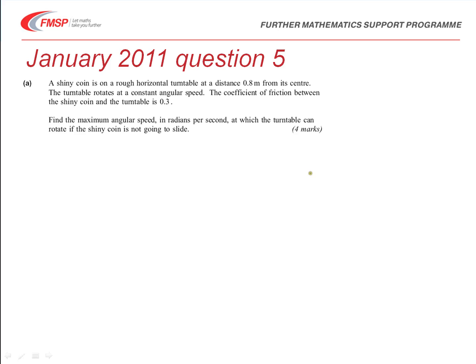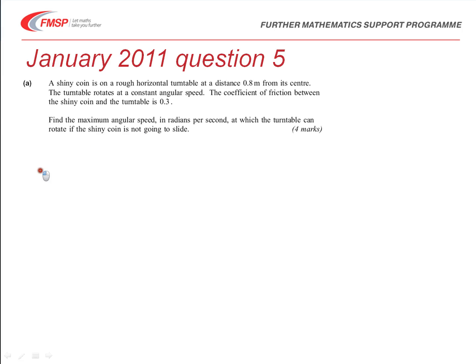So in the first part we have a coin which is on a rough turntable, and it's a distance of 0.8 from the centre of the turntable as the turntable rotates at a constant angular speed. We're told the friction between the coin and the turntable is 0.3, so that's our coefficient of friction, mu. We have to find the maximum angular speed in radians per second, that's omega, at which the turntable can rotate if the coin is not going to slide off.